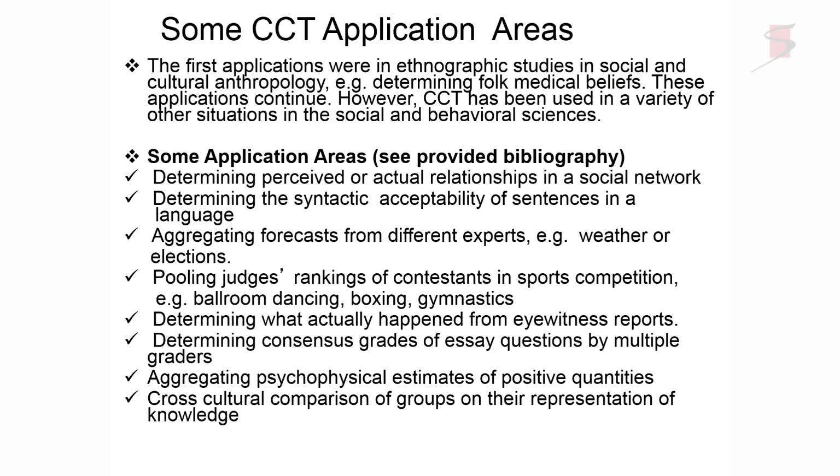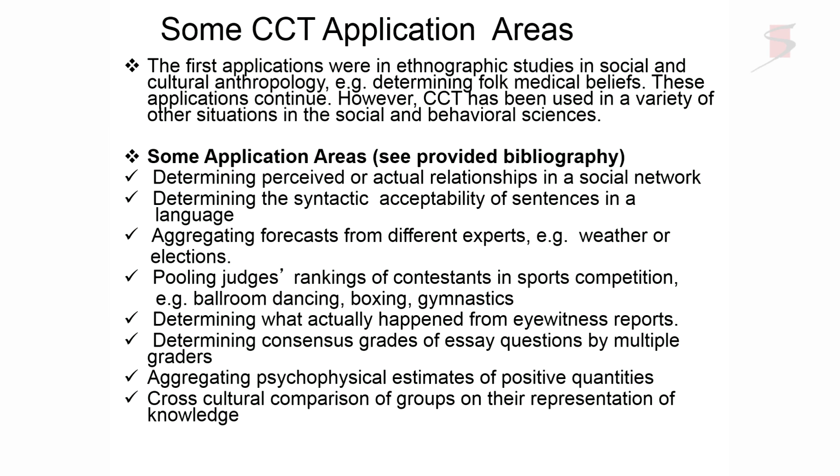Now, these are some areas where all the earliest work and most of the work that used cultural consensus is in ethnographic studies, like folk medical beliefs and things of that nature. But these are some of the areas that we and other people have gotten into: determining perceived or actual relations in a social network. In other words, when the network ties are not logically defined, like co-authorship, you want to ask several people and aggregate their information. Determining the syntactic acceptability of sentences in a language, aggregating forecasts, pooling judges' rankings.